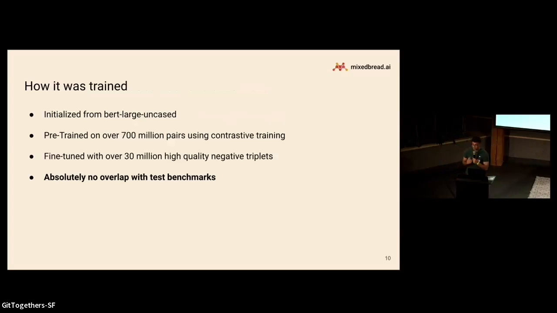So about our model, how it was trained. It was initialized from a BERT large uncased and was pre-trained on over 700 million pairs using contrastive learning. The contrastive learning I will explain in a bit, and it was fine-tuned with over 30 million high-quality triplets.